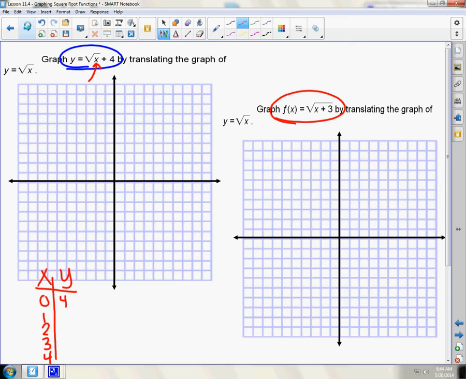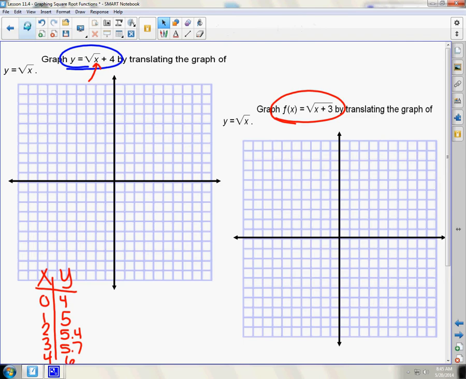1. Square root of 1, let me grab my calculator. Square root of 1 is 1. That was dumb. Plus 4 is 5. Square root of 2 is 1.4. Plus 4 is 5.4. The square root of 3 is 1.7. Plus 4 is 5.7. And the square root of 4 is 2, plus 4 is 6. So now we'll graph this.